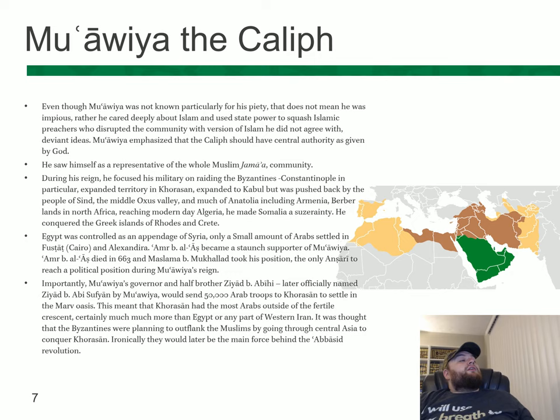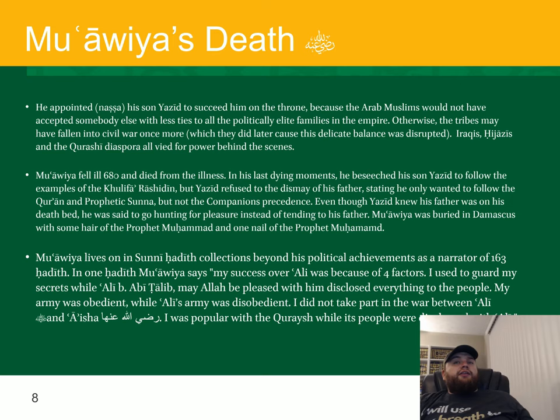So yeah, that was a big part of Muawiyah's caliphate or administration. And like I said, it sets the tone for how the Umayyads will function afterwards. Muawiyah had officially appointed his son Yazid to succeed him on the throne, and this was long before he died, from what I understand. He thought that Arab Muslims would not accept somebody who isn't from the elite clans of Quraysh and doesn't have all these important political ties that Muawiyah had worked 39 years cultivating. And Muawiyah feared that these tribes would fall into civil war, and they later did, as we'll get to.